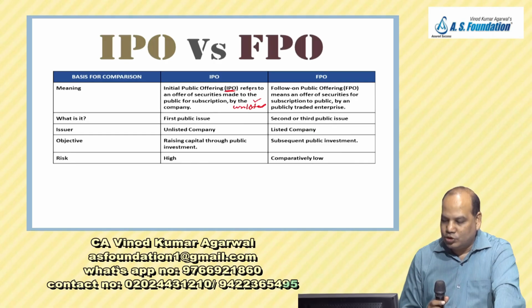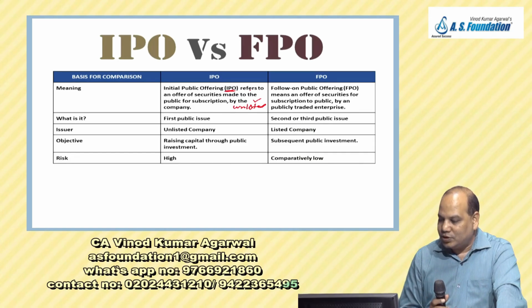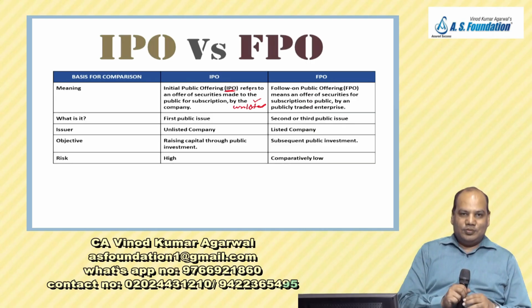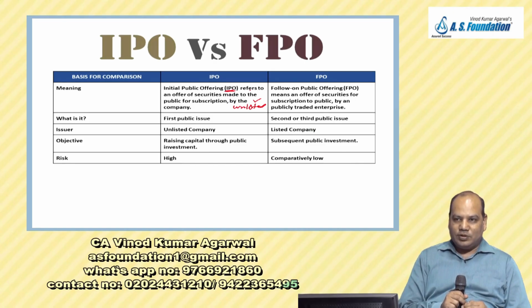Okay. Third, write down issuer. IPO: unlisted company. FPO: listed company. Fourth, objective. Objective is raising capital through public investment. Actually, the objective is the same, but you can write raising capital through public investment. And for FPO, subsequent public investment.